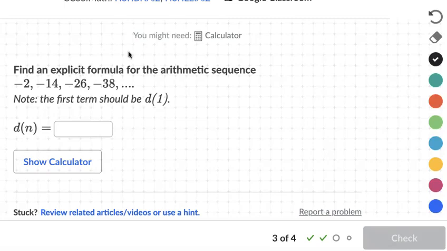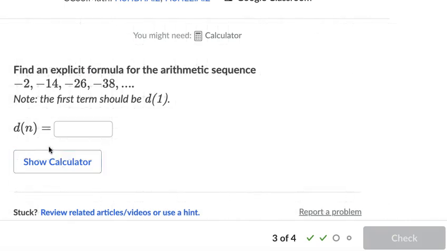Right here we're writing an explicit formula for this arithmetic sequence. First step, find the common difference. So we're trying to figure out what number we're adding each time. Well, it's getting more negative, so we're subtracting some number or adding a negative number. And it looks like we are subtracting 12.